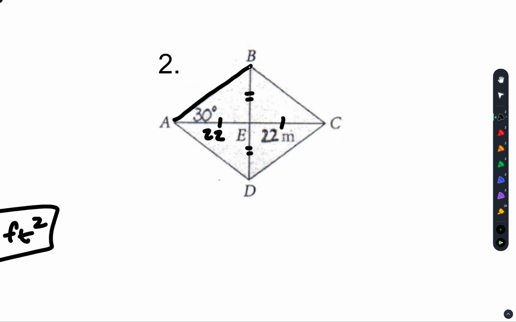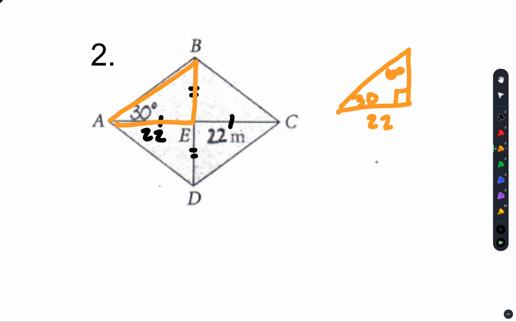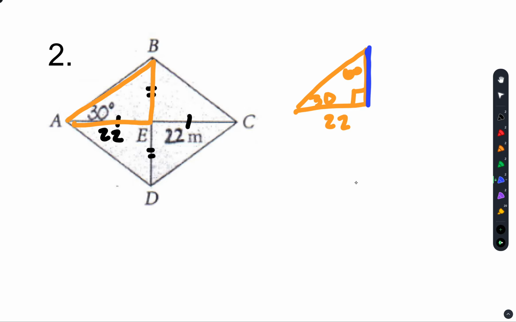If I take a look at, I want a different color, if I take a look at just this triangle right here, I have 30, 60, and 90. This is 22. That's my long leg is 22. What I need to find is this short leg. So I need to divide my 22 by radical 3.